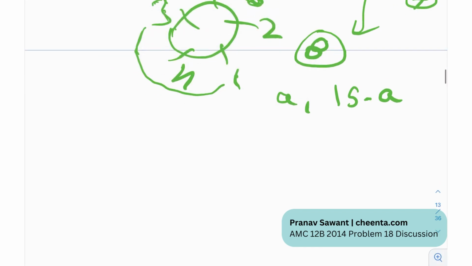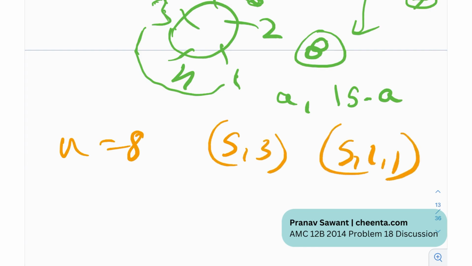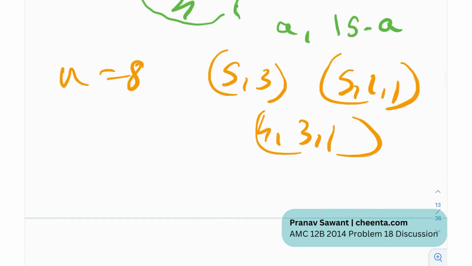So for example, what are the ways to find n is equal to 8? Let's just analyze this. 8 can be 5 and 3. 8 can be 5 and 2 and 1. And 8 can also be 4 and 3 and 1. Now that's great, because now again, let me just draw the diagram.